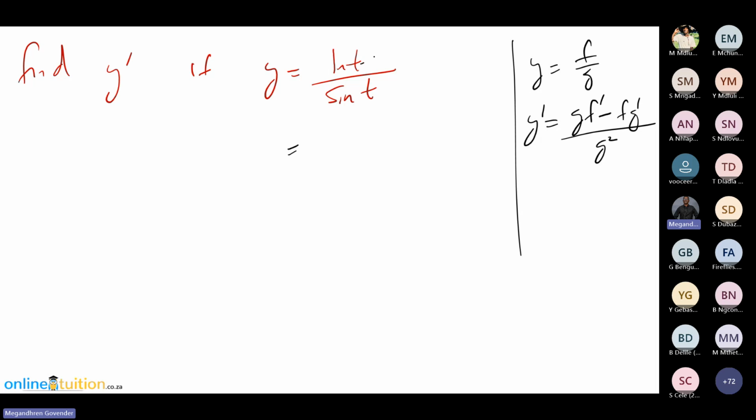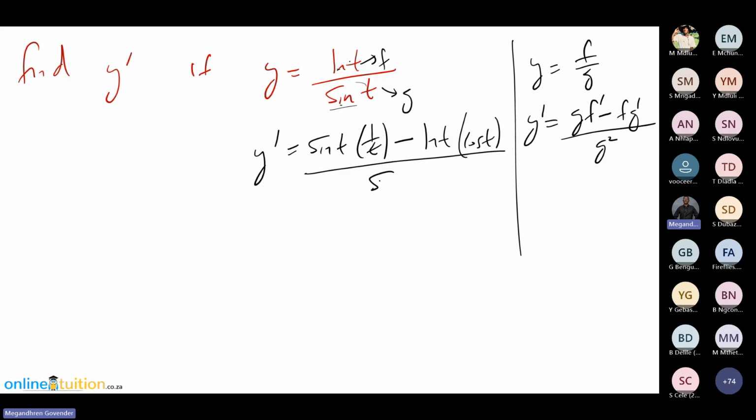So there's my f, there's my g, and now I want to differentiate this thing. So y prime, I'll keep the bottom one constant. I'll differentiate ln t, which is 1 over t, and then go minus, keep my ln t constant, and differentiate sine t, which is cos t, and then all over sine squared t. You guys happy with that? Everybody? Which is what they want.